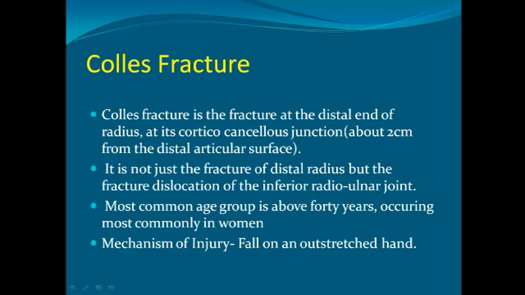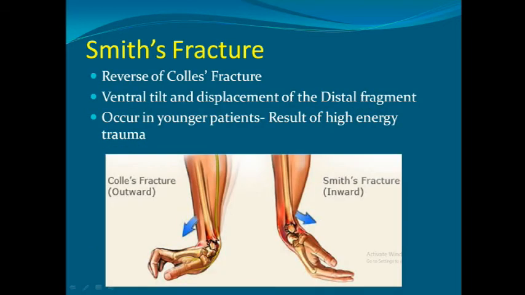With fracture of radius there is almost always dislocation of the inferior radioulnar joint. Most common age group is above 40 years, occurring most commonly in post-menopausal women. Mechanism of injury: fall on outstretched hand.